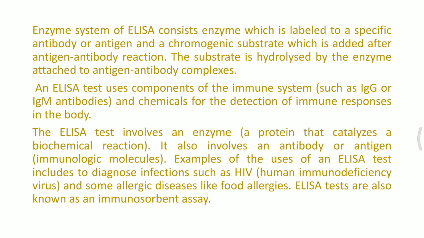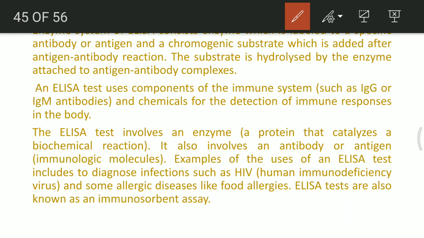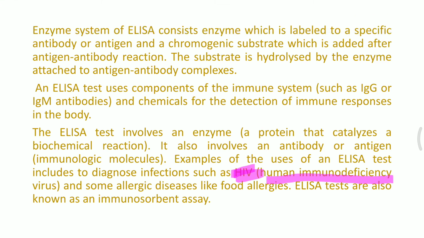And this ELISA test involves an enzyme. It also involves an antigen or an antibody, or both of them, and it is used in order to diagnose various diseases, sometimes food allergic reactions, and most of the time it is done for pregnancy tests. HIV test is identified with the help of the same immunosorbent assay, enzyme linked immunosorbent assay.